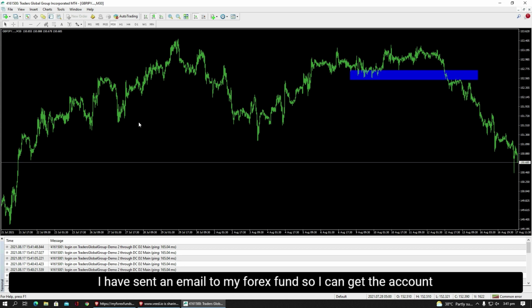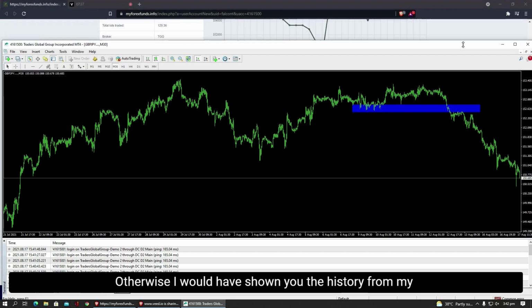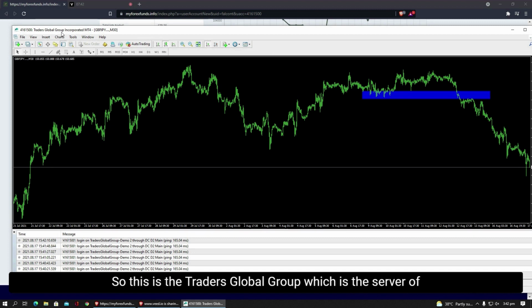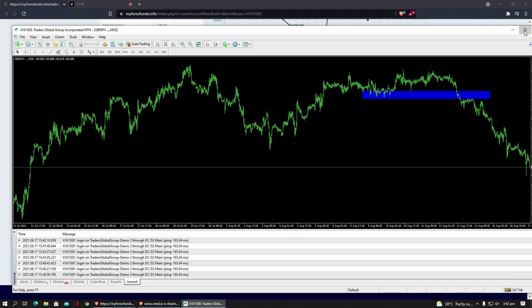Because the account is invalid now, because I have completed the objectives and I have sent an email to My Forex Funds, so I can get the account login details for phase 2. So they have disabled this account and it cannot be updated. Otherwise, I would have shown you the history from my MT4 too. So this is the Traders Global Group, which is the server of My Forex Funds.